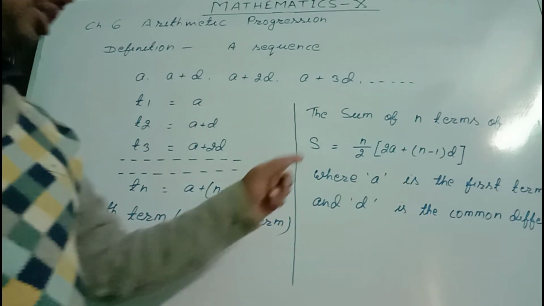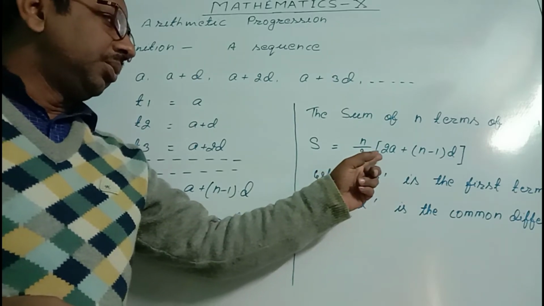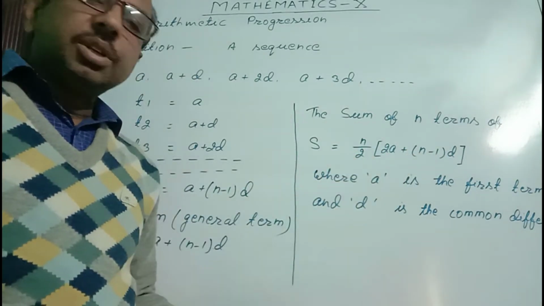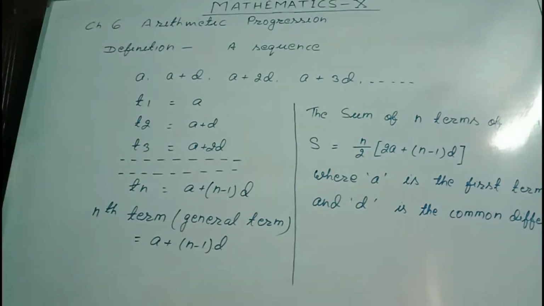Now the sum of n terms of an AP, that is denoted by S, equal to n by 2 into 2a plus n minus 1 into d, where a is the first term and d is the common difference.